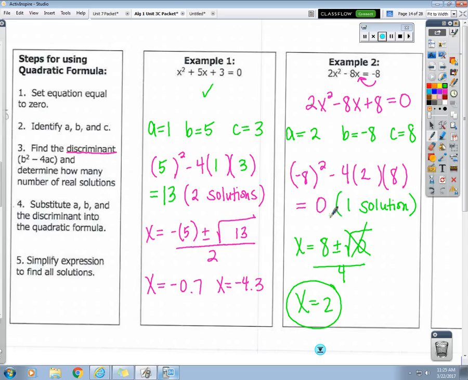Okay, so far we've learned that when your discriminant, which is everything up under the radical, is a positive number, you get 2 solutions. If it's 0, you get one solution. So now let's talk about the third option.